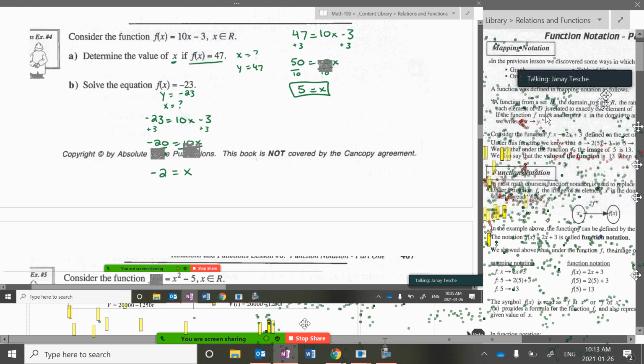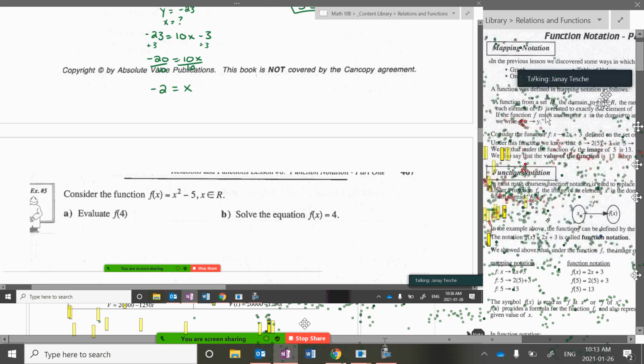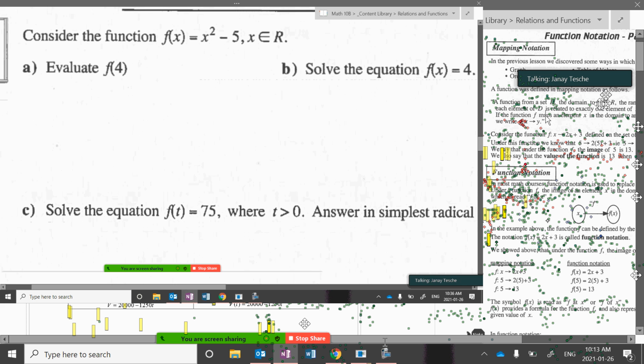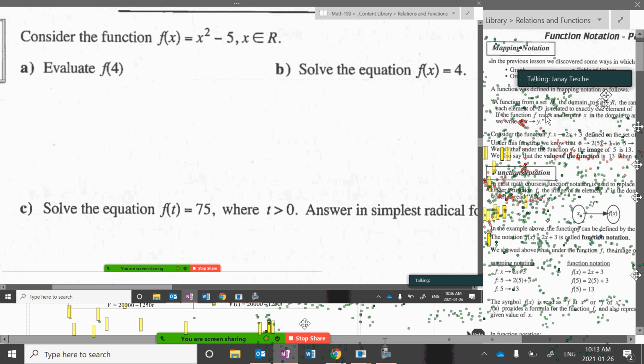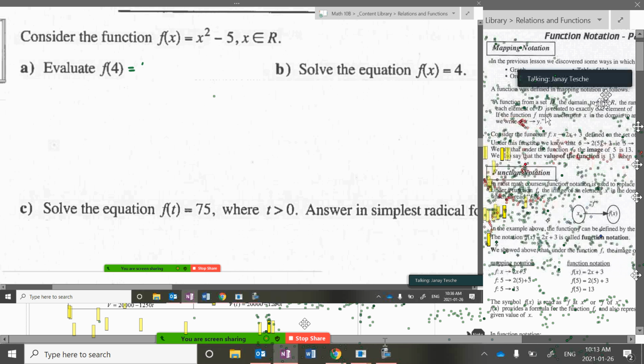How is that? Somewhat okay? Okay, turn the page over. Evaluate f of 4. What do I do here? Good, right on. So then this one's going to become 4 squared minus 5. So 16 minus 5 is 11.